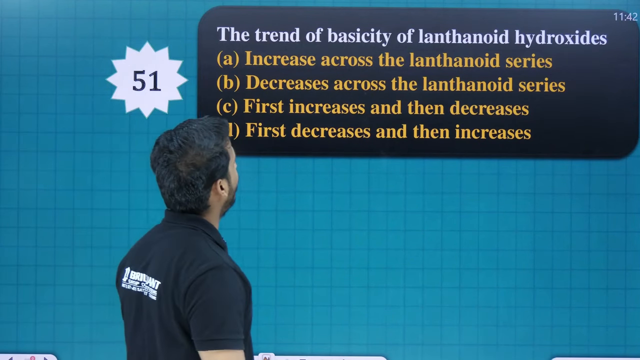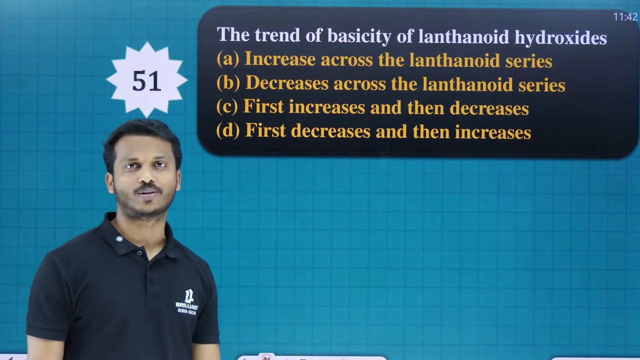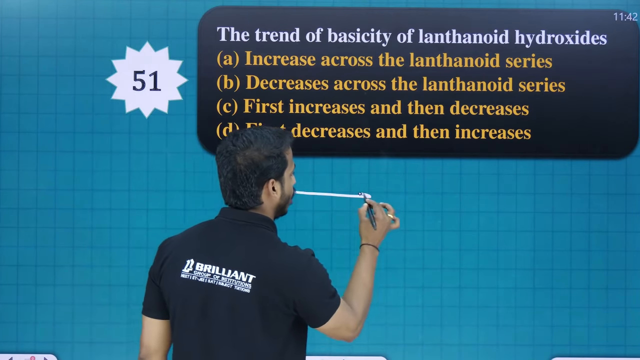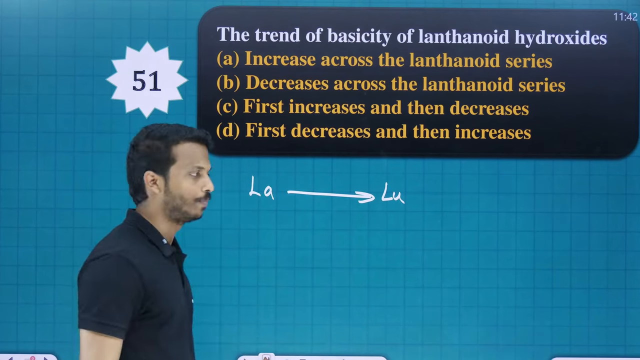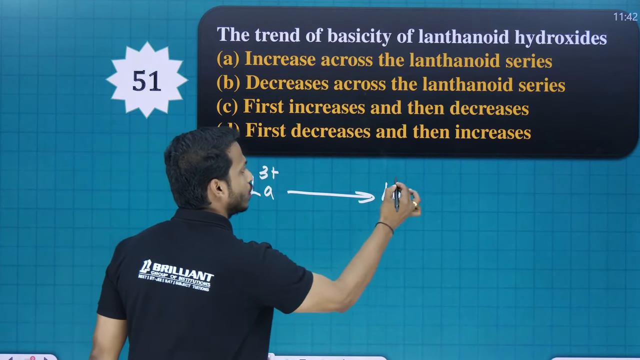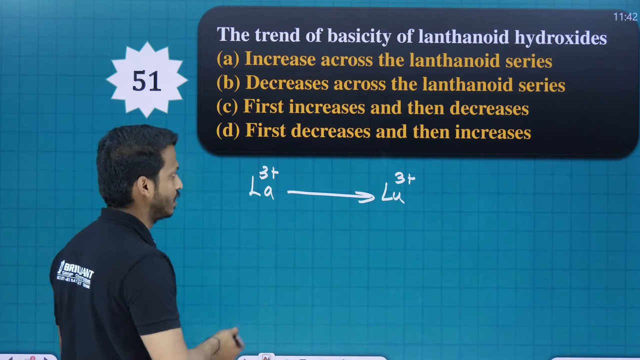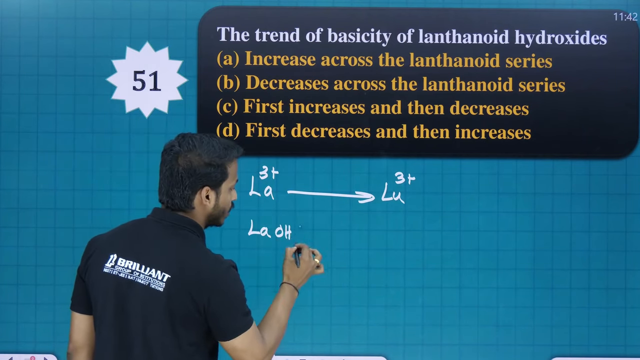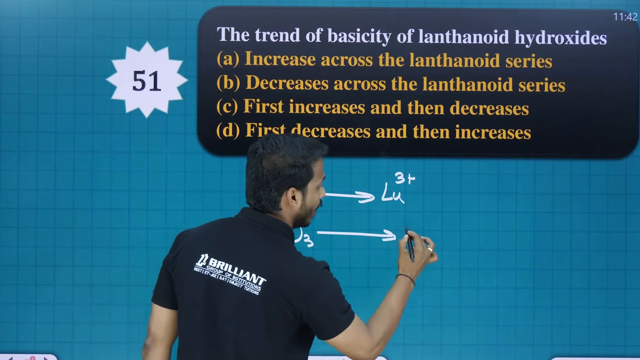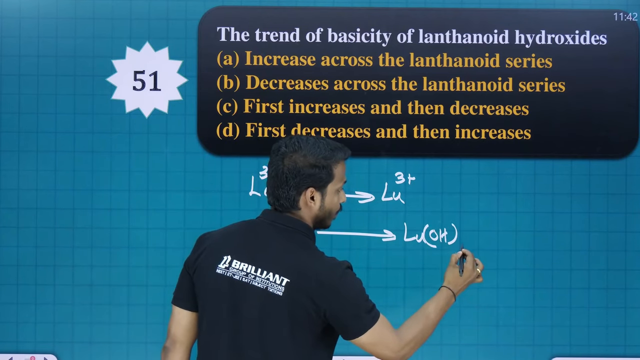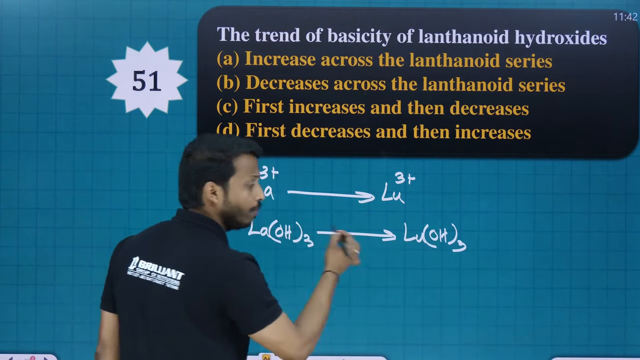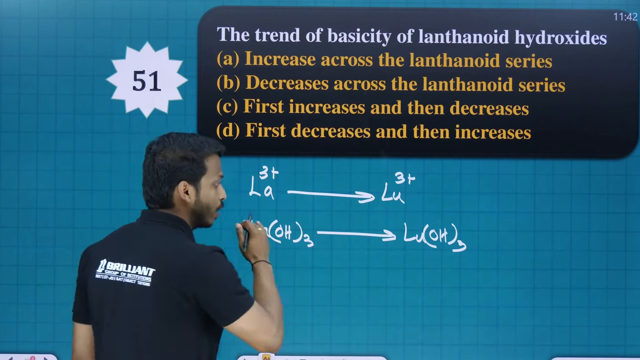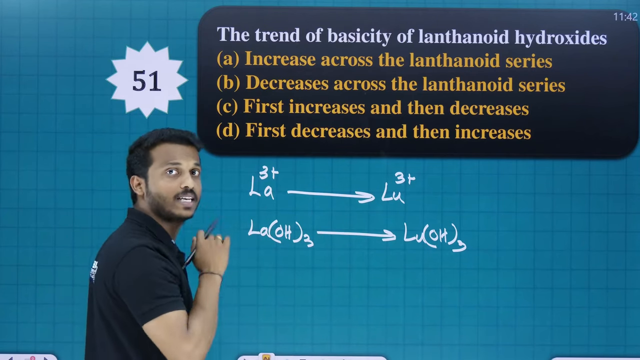51. The trend of basicity of lanthanoid hydroxides. You know, lanthanoids, we can say lanthanum to what? Lutetium, right? Lanthanum to lutetium. The basic charge of lanthanides we discussed is what? 3 plus. So lanthanum when combined with hydroxide gives lanthanum hydroxide, La(OH)3. Lutetium hydroxide is Lu(OH)3. We know lanthanum to lutetium means across a period. Across a period, atomic size decreases.